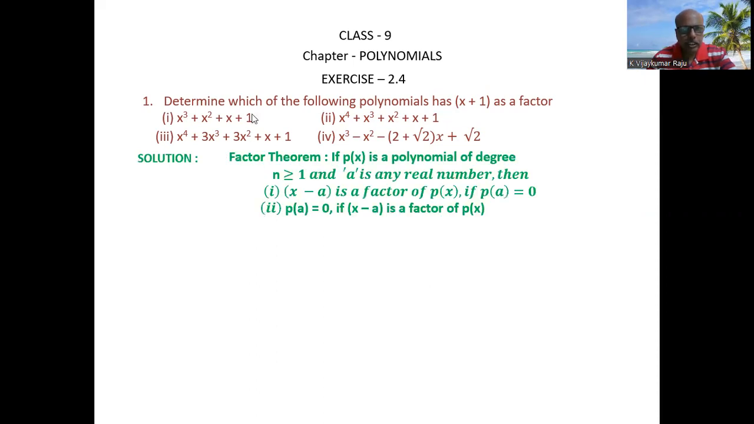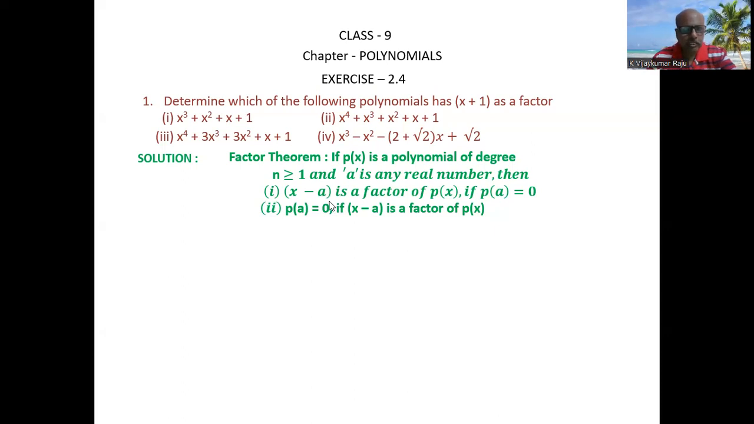Now here, the factor theorem: what is it, and when do we say something is a factor? If p of x is a polynomial of degree n greater than or equal to 1, and a is any real number, then x minus a is a factor of p of x if p of a is 0, and p of a is 0 if x minus a is a factor of p of x. It works the other way also. That means if you put the value a in place of x and you get 0, then we say that x minus a is a factor.